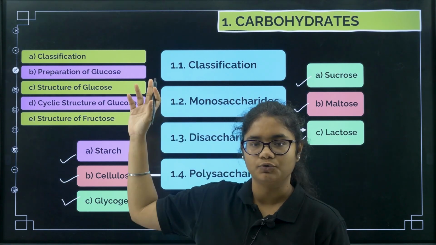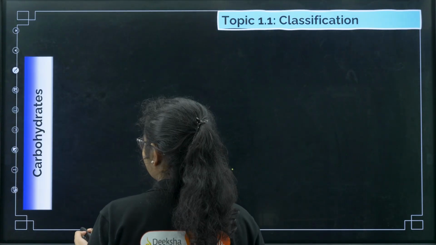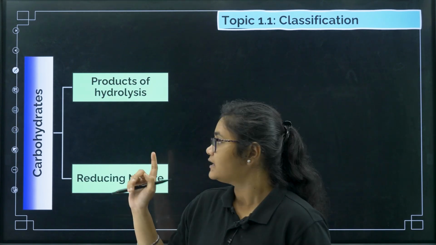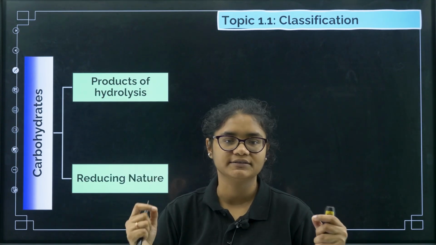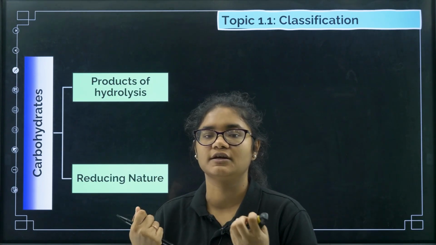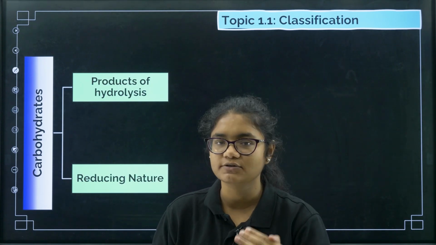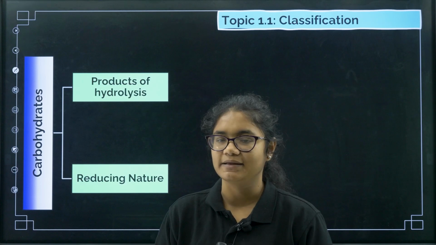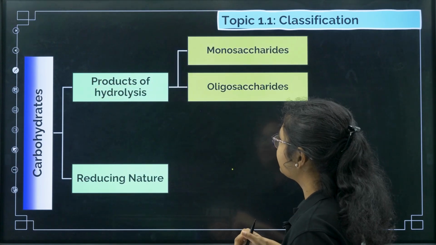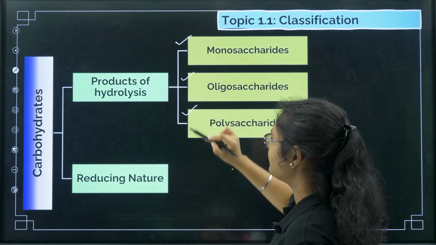First let us go to classification of carbohydrates. Carbohydrates are classified on the basis of 2 things. One is the products of hydrolysis. Now what is products of hydrolysis? When you break a carbohydrate, how many simpler compounds are formed? Based on that there is a classification, and that basis is called products of hydrolysis. Under products of hydrolysis we have 3 types of carbohydrates, that is monosaccharides, oligosaccharides and polysaccharides.